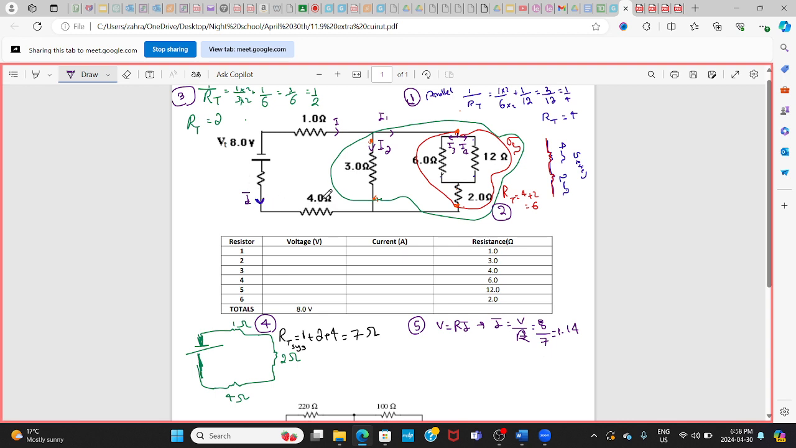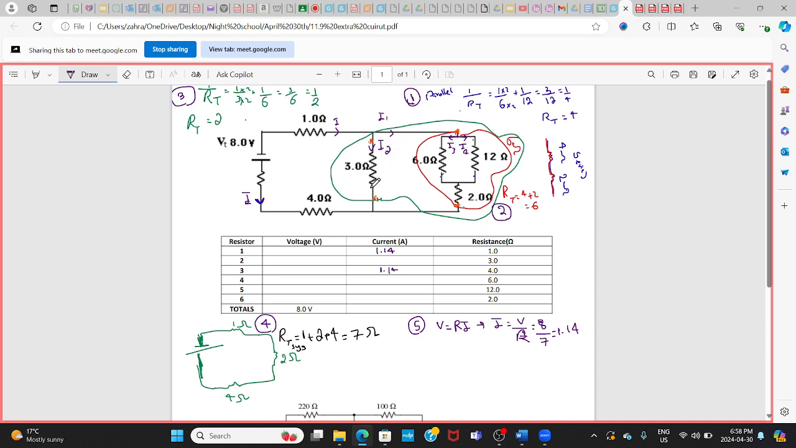So the current passing through 4 ohm is going to be what? 1.14. The current passing through 1 ohm is 1.14. Now my job is to find what? The current passing through this.